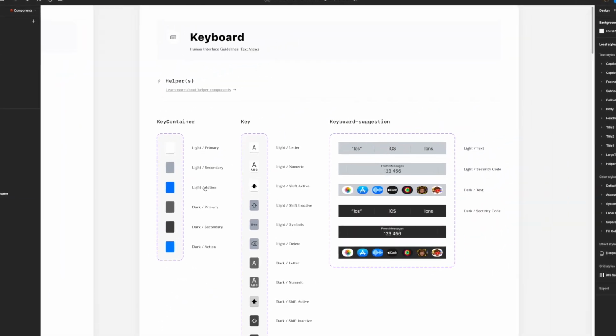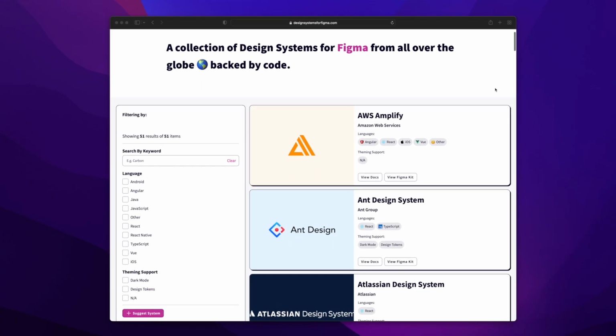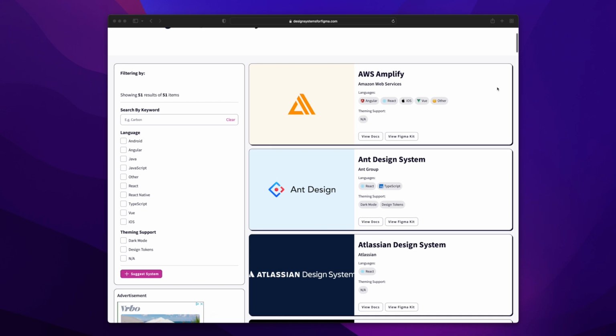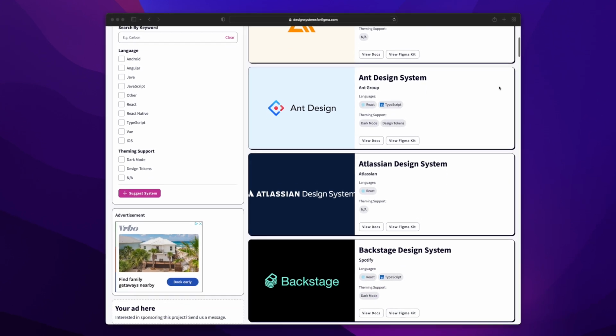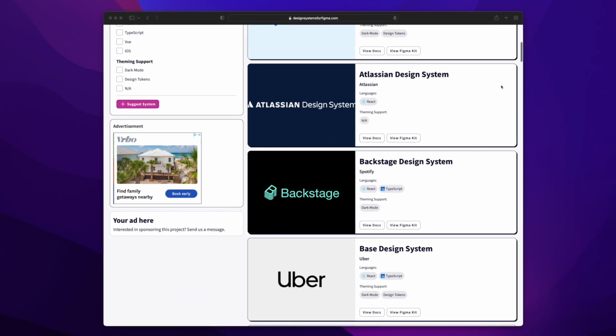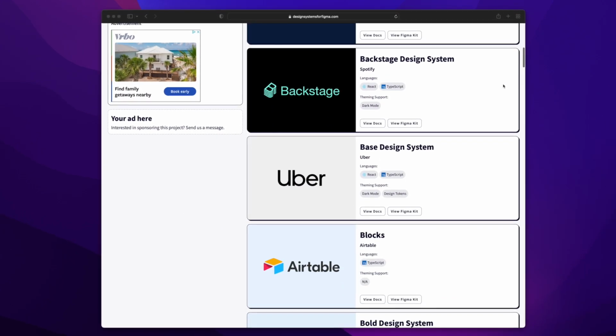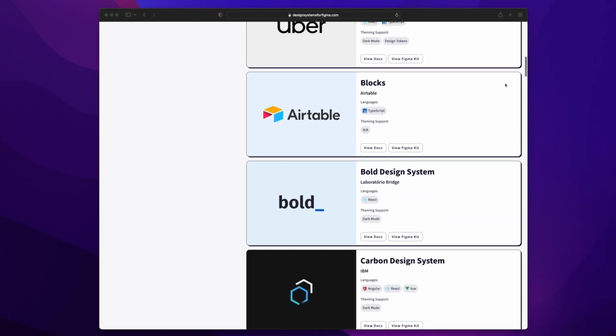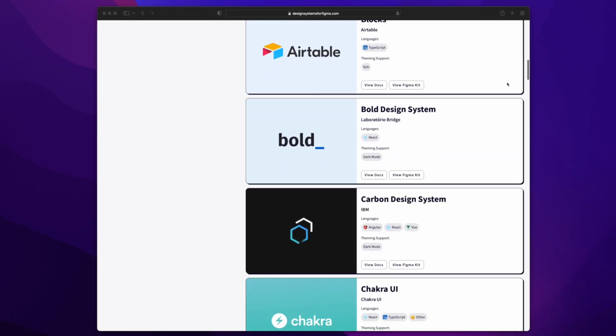Websites like designsystemsforfigma.com will show us a gallery of different UI kits that different teams have used and open source, so you get a sense of how these libraries are connected with symbols and components that can be reassembled. A component library is another great example of a design system as a tool.